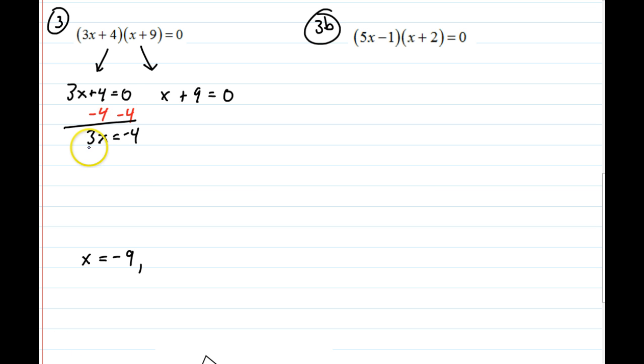Now we divide both sides by 3, and we get x equals negative 4/3. The one on the right, minus 9 from both sides, x equals negative 9. So again, you don't need to show me this work if you can look at that and get the answer. But for this one, it's a little more complicated, so I would want to see that. And so our answer is going to be negative 9 and negative 4/3.